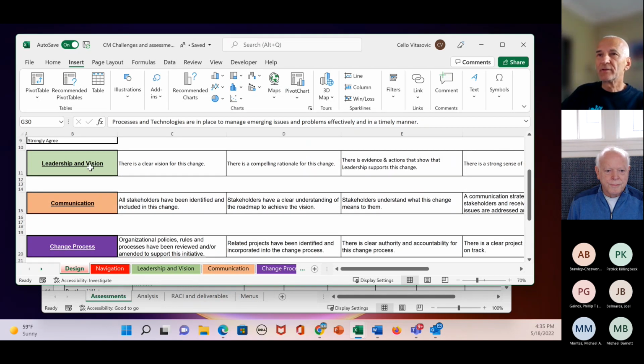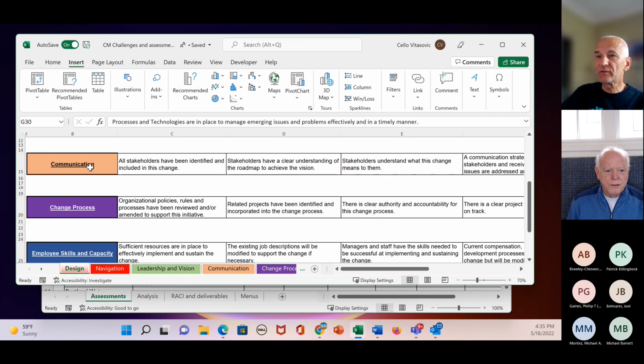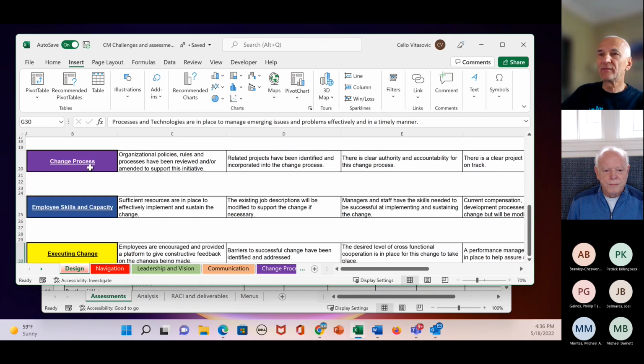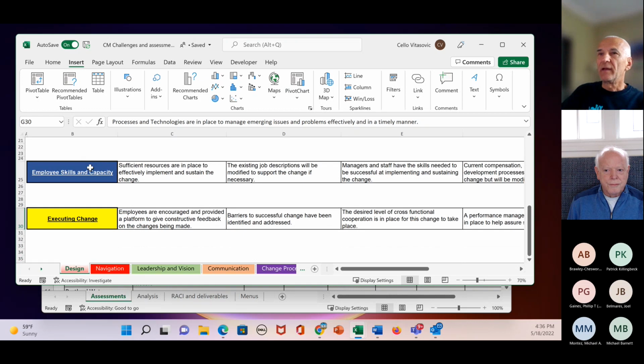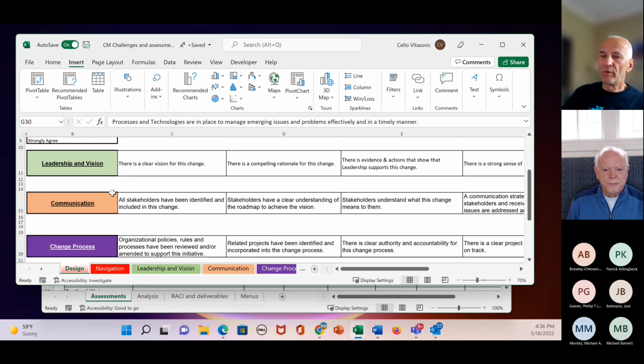So there are 5 categories: leadership and vision, communication, change process, employee skills and capacity, and executing change. And the idea is that when we would implement this assessment, it would give us some sense of change readiness or maturity. And I will go through and look at each one of these things, and we'll look at questions and then see how you feel about these questions, whether we should be changing them or not. So let's start here with the leadership and vision.